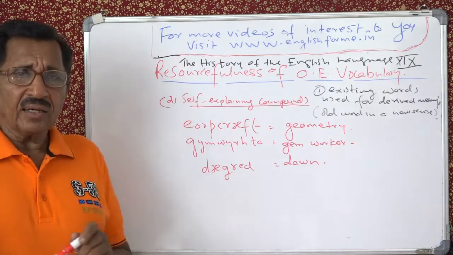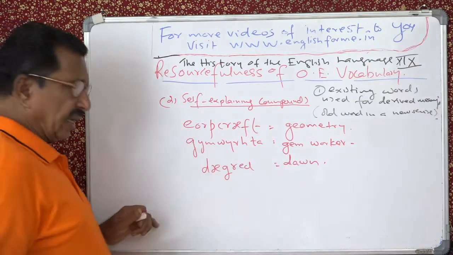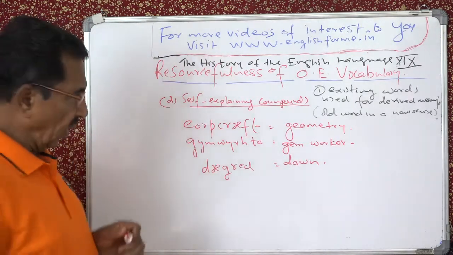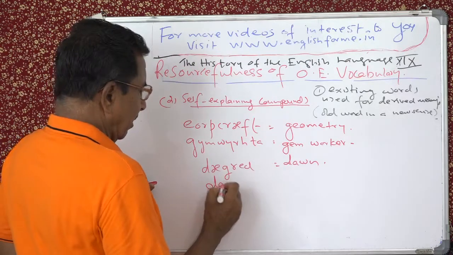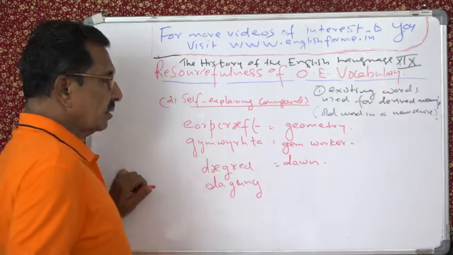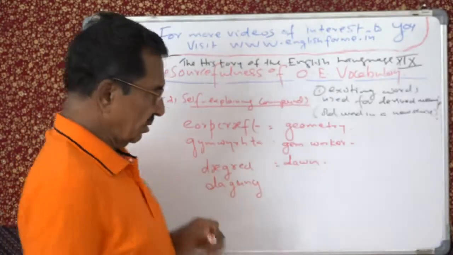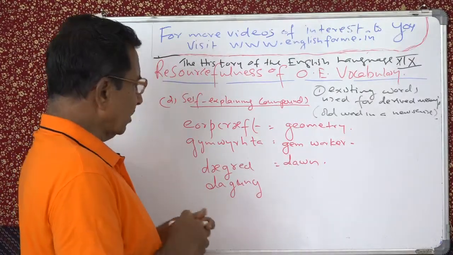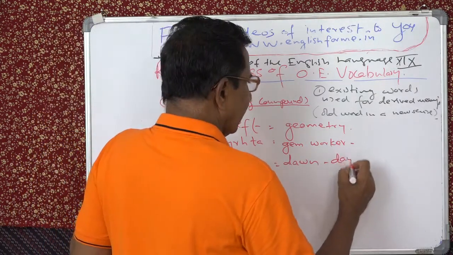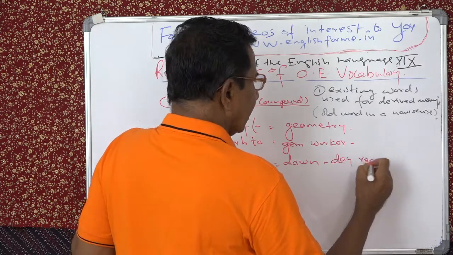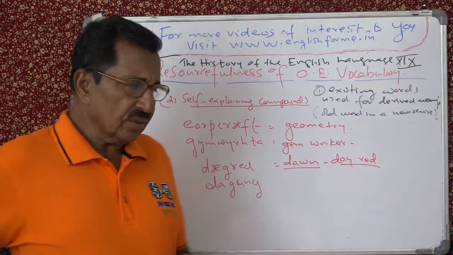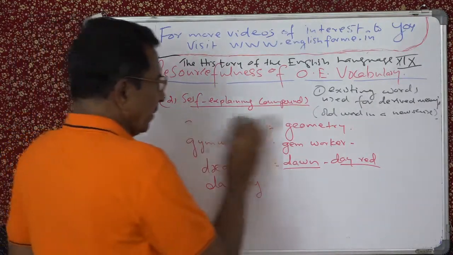Or you can say dagung. Dagung means, again, you have got the meaning. Dagung means down, isn't it? Dagung means down. Like that, you have got diagram, derad. This is derad. Derad is down. And dagung. So these are some self-explaining words.